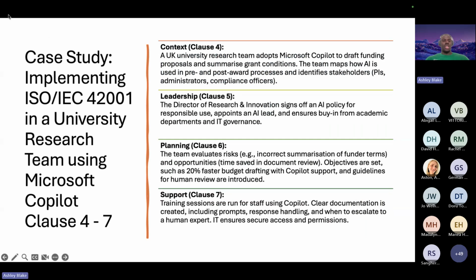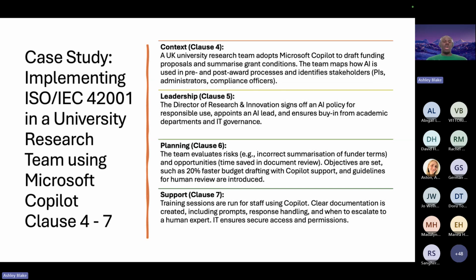So here, I'm just going to take you through a brief case study of following the ISO framework and how you would follow it if you were the university research team and you were using Microsoft Copilot. There are some people who might feel that because you're using a system like Microsoft Copilot or ChatGPT, you don't need to follow the standard. You still do, because the standard is based on how you're using the system. It's not based on the system that you're using.